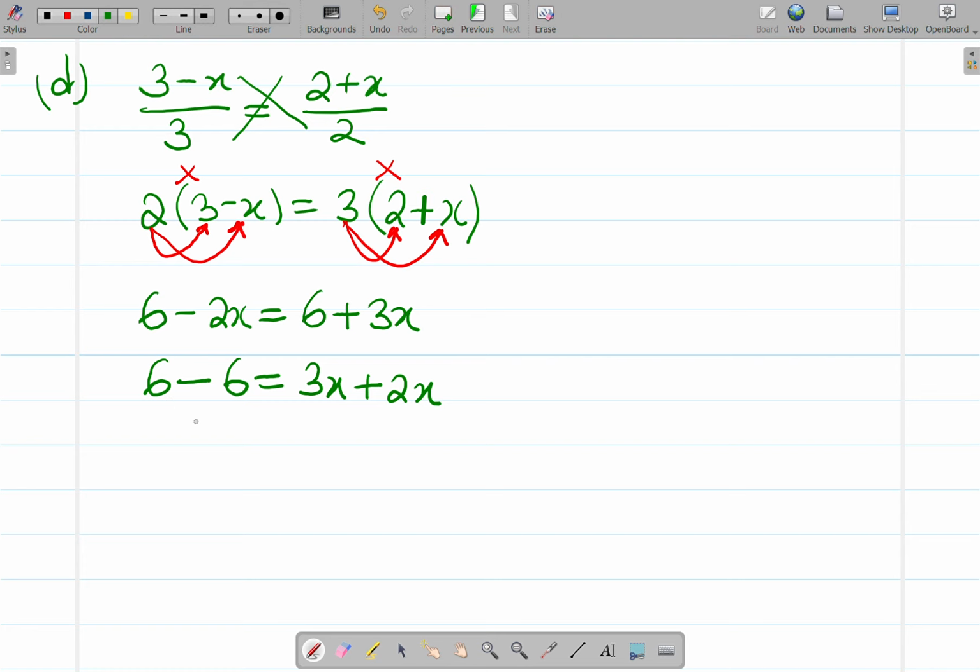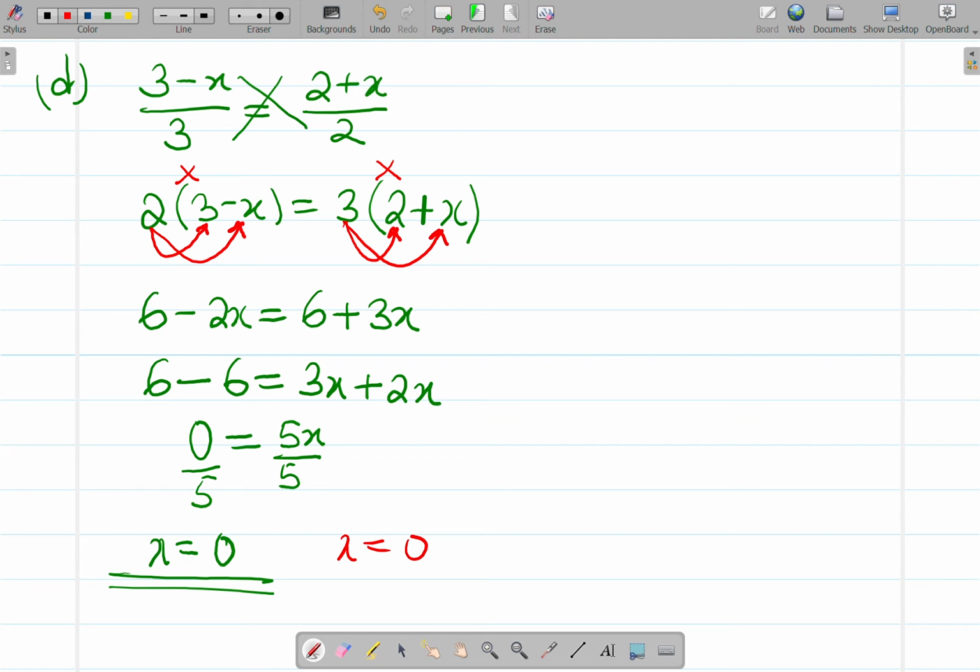So at the end of the day I have 0 is equal to 5x. So over 5 over 5. Now my x is going to give me 0 there. Our x is going to be 0. That is your solution. Required, we're saying x is equal to 0. That is our solution there.